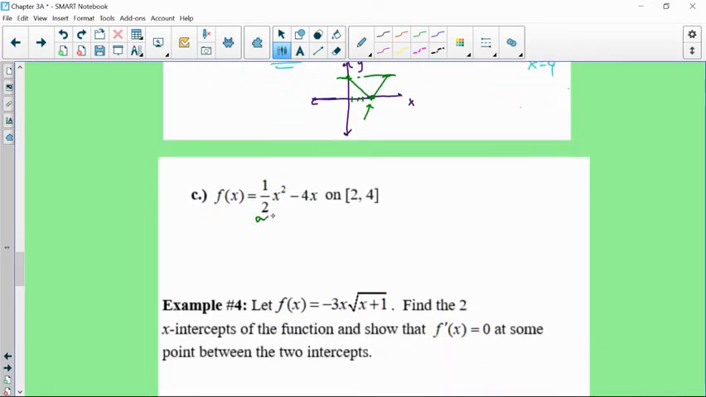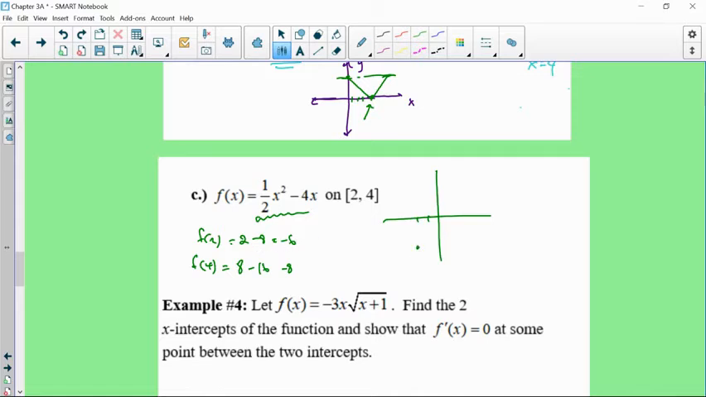Now here, this is continuous. And it is also differentiable because it's just a quadratic. So the issue here, if you put in 2, f of 2, well, 2 squared is 4. Half of 4 is 2 minus 8. So you get -6. And then f of 4, 4 squared is 16. Half of 16 is 8. And then 4 times 4 is 16. So you get -8.